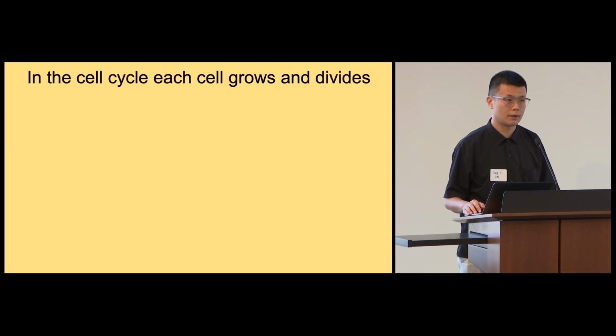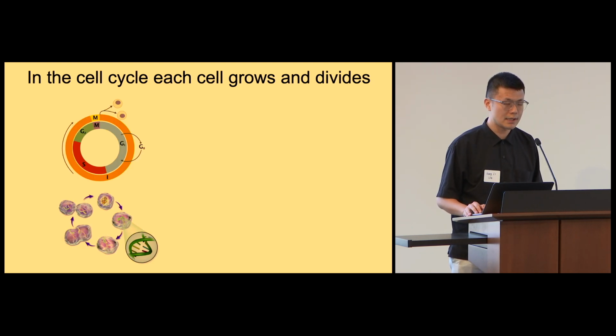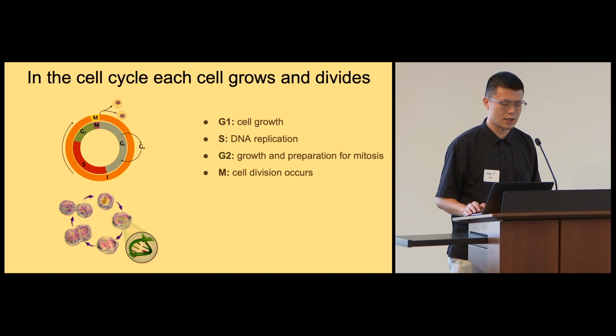So first, I want to give you a brief review of what the cell cycle is. In the cell cycle, each cell grows and divides, and it is known that it can be classified into different stages. For example, in G1, the cell grows and prepares for DNA replication, and in the S phase, DNA is replicated roughly twice. In G2, the cell grows and prepares for mitosis, and M represents when cell division occurs. There's also a small stage called G0, which represents when cells stop dividing.